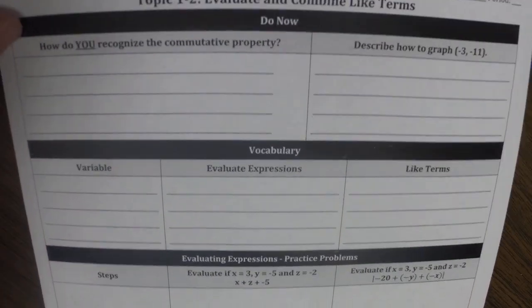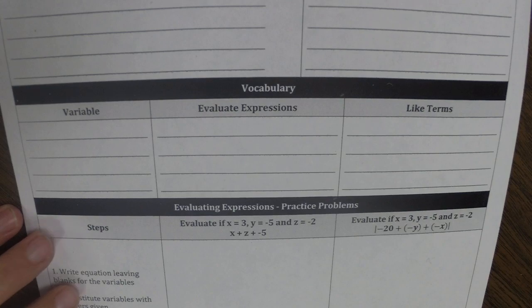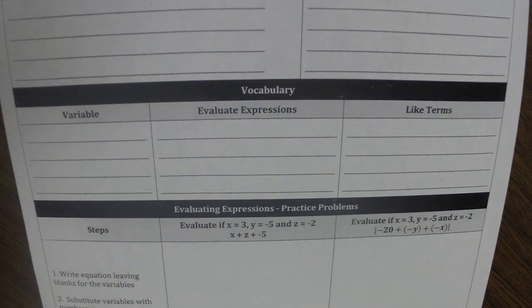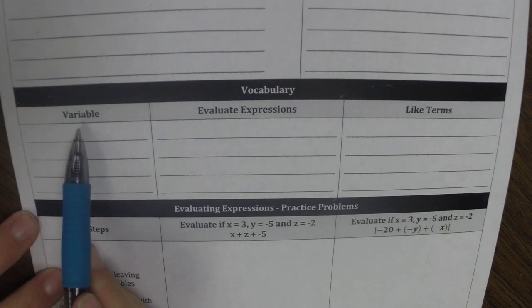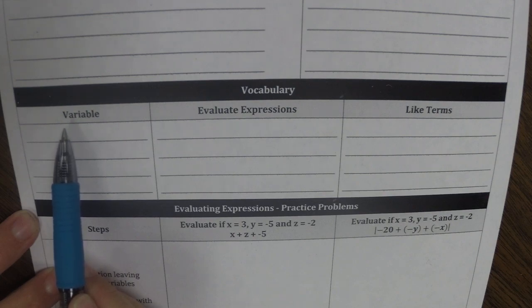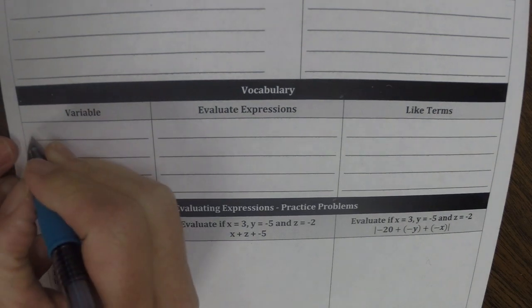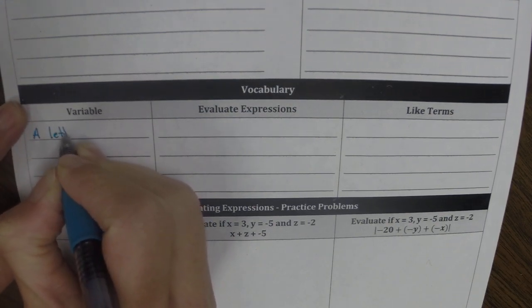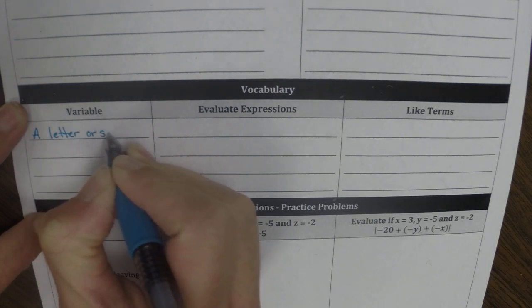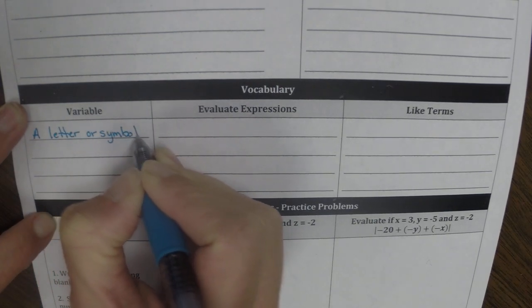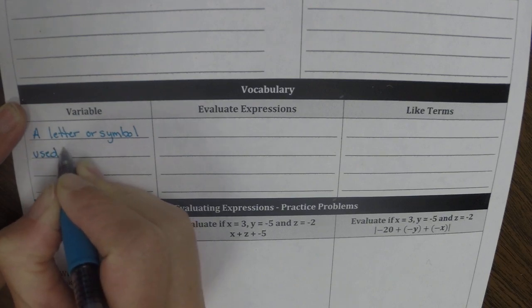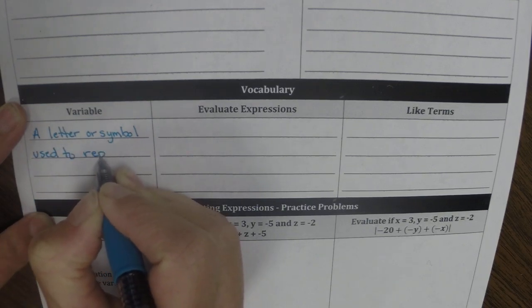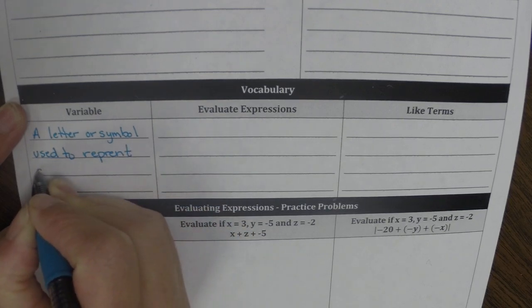So let's move down. And we're actually going to start looking at the vocabulary for evaluating and combining like terms. So the first thing that you see is a variable. And this is very important because you're going to hear me use the word variable a lot. It's very important in algebra. So we're going to go ahead and put the definition for this one. A variable is a letter or symbol used to represent a number.